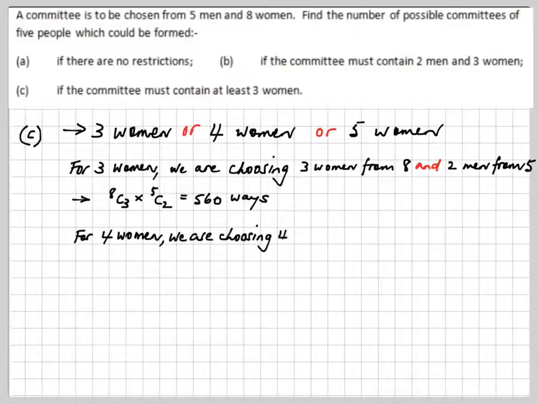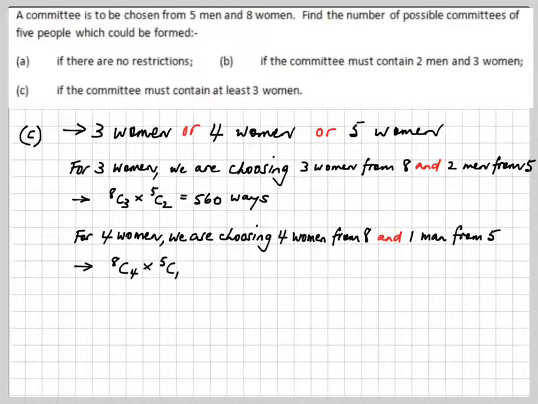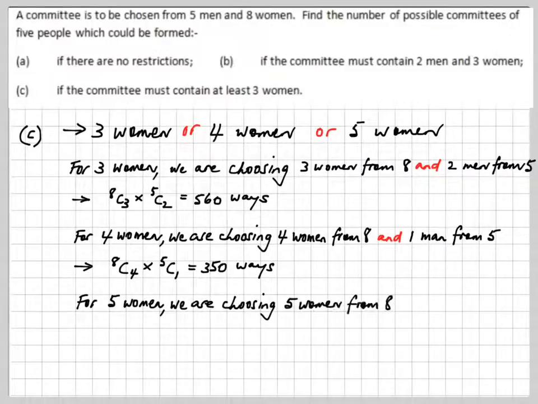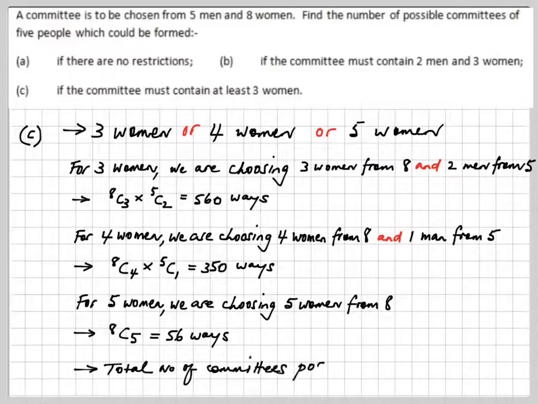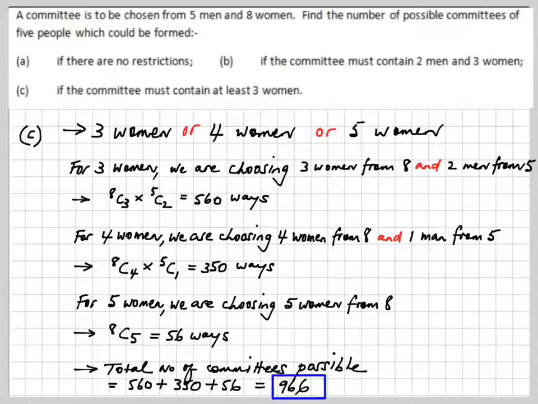For the second one, which is 4 women, which means we've got 1 man, it's getting straightforward now, isn't it? You know what to do. 8C4 times 5C1, which is 350 ways. And for the 5 women, we don't have any men, okay? So that's just basically 8C5, choosing 5 from 8, and that's 56 ways. Now you add all those 3 numbers up, and you get the total number of committees. So it's 560 plus 350 plus 56, which is 966 committees.